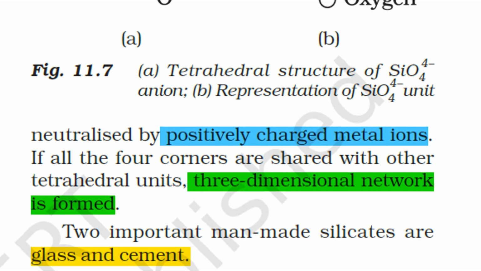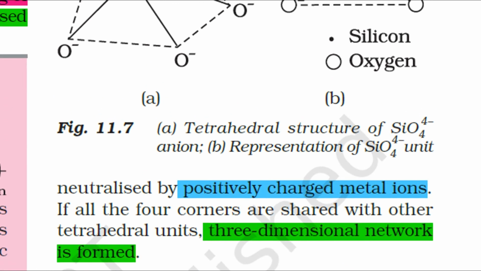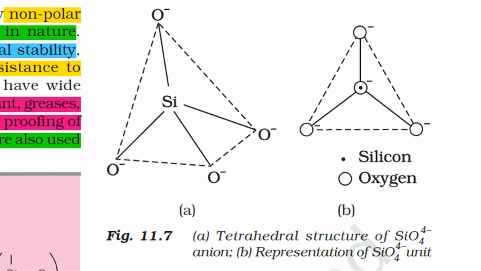We saw that before. So two important man-made silicates are glass and cement. So you can see this diagram 11.7. Here it shows the tetrahedral geometry of silicates, and the second structure shows the representation of the SiO4 4- unit, where a dot represents silicon and O represents oxygen. So you can clearly see the tetrahedral structure from the above view.